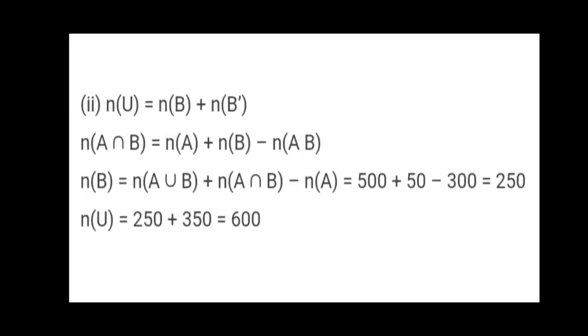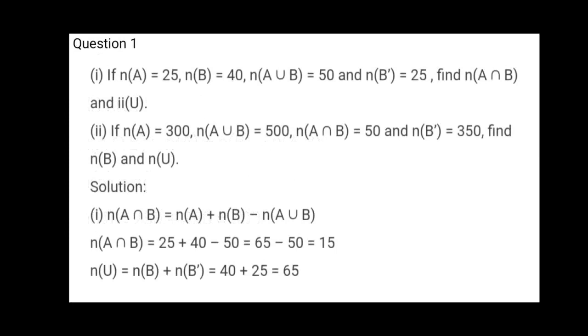Second subdivision. What's the question there? If n(A) equal to 300, n(A union B) equal to 500, n(A intersection B) equal to 50, and n(B') equal to 50, then find n(B) and n(U).